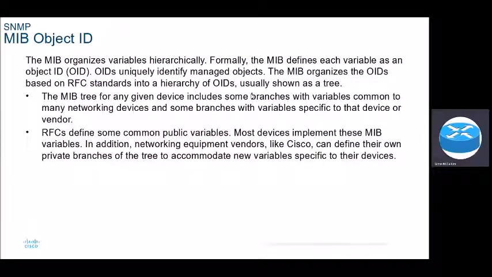All right, so the MIB organizes variables hierarchically. Formally, the MIB defines each variable as an object ID. OIDs uniquely identify managed objects, then organize them based on RFC standards in a hierarchy of OIDs, usually as a tree. The MIB tree for any given device includes some branches with variables common to many networking devices and some branches with variables specific to that particular device or vendor. RFCs define some common public variables. Most devices implement these MIB variables. In addition, networking equipment vendors like Cisco can define their own private branches of the tree to accommodate new variables specific to their devices.